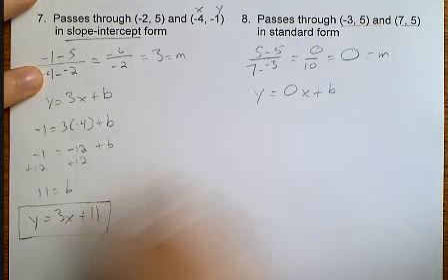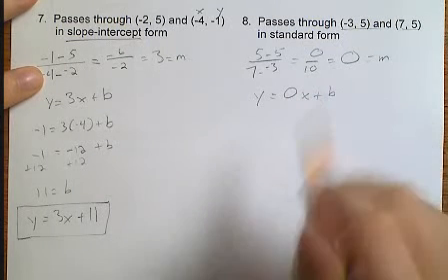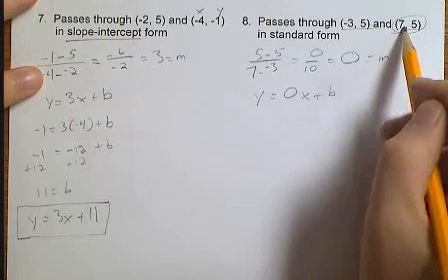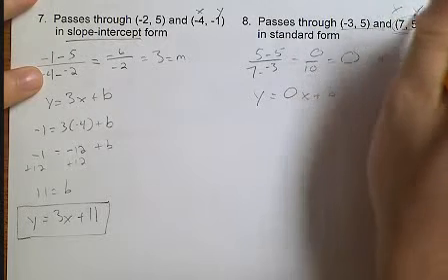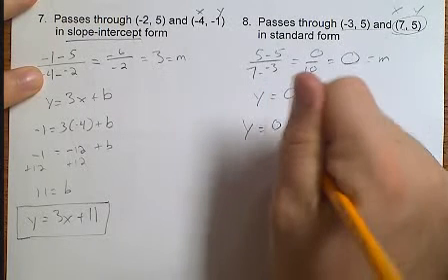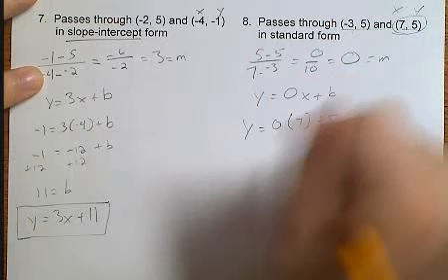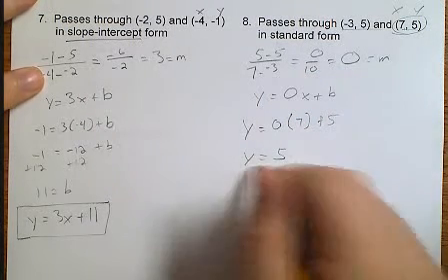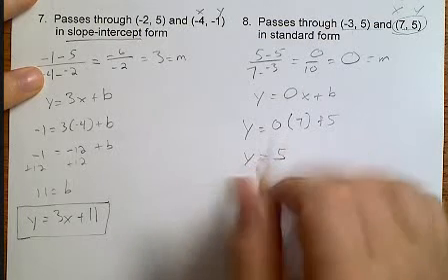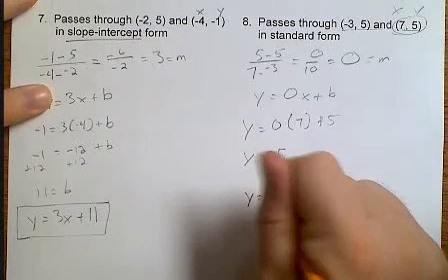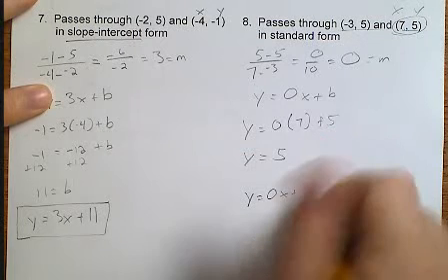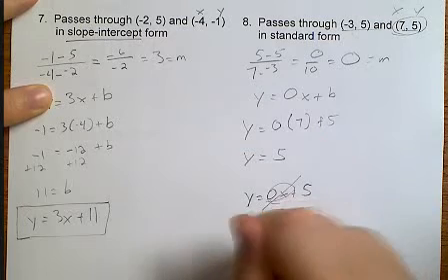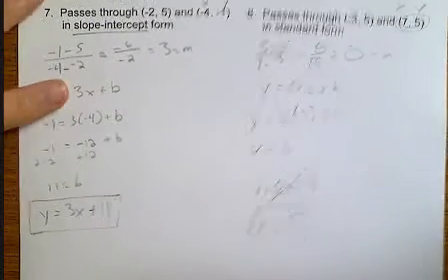Well, this is just going to be 0, but let's go ahead and plug these in. Pick a point. It doesn't matter. This time I'm going with positive points. y equals 0 times 7 plus 5. So y equals 5. We plug that back in. y equals 0x plus 5. Well, 0x goes away, so our equation is just 5.